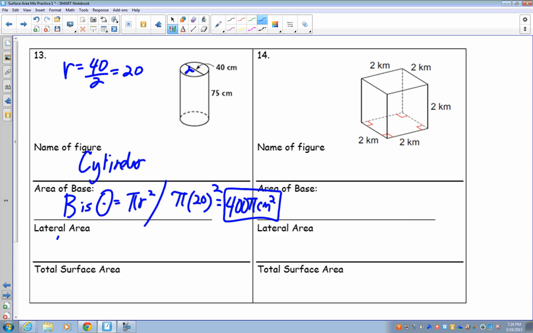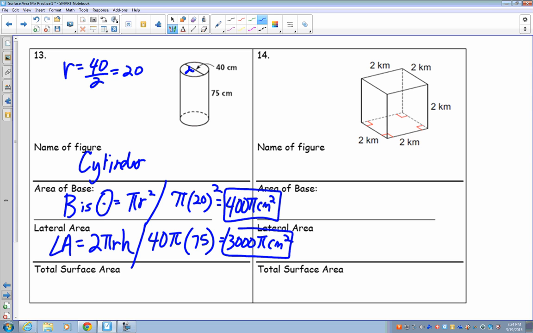Now to find the lateral area, we have a different formula here. Similar to a prism, perimeter times the height. The perimeter of a cylinder is the circumference. Circumference is 2 pi r, times the height, that's your h. So our circumference is 40 pi times the height, which is 75. So we are going to get a total of 3,000 pi centimeters squared.